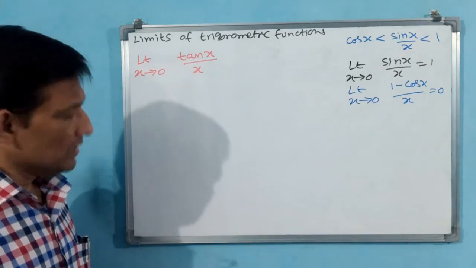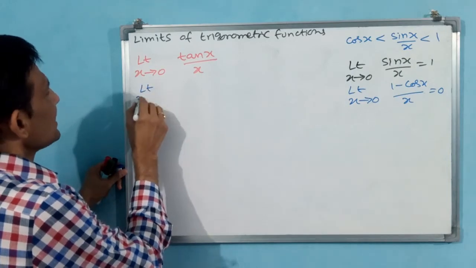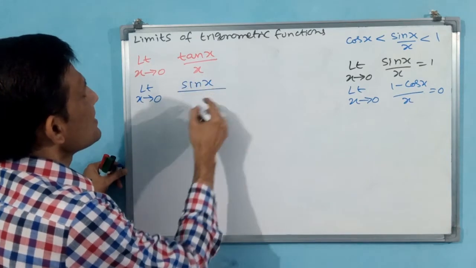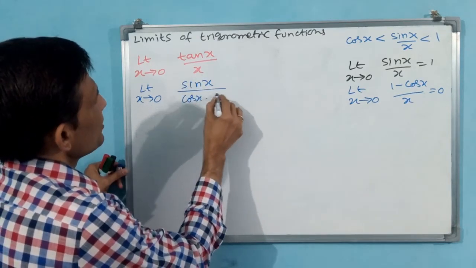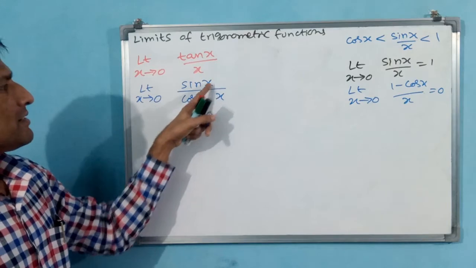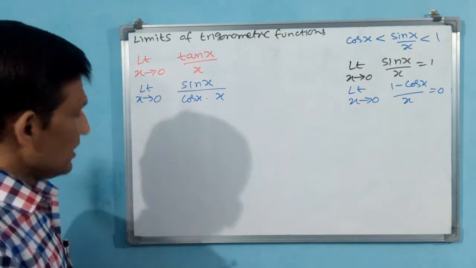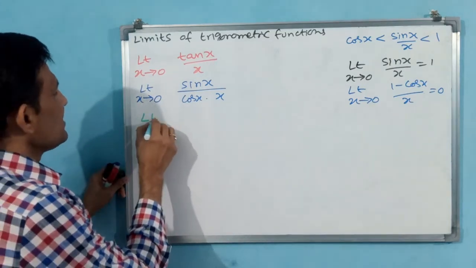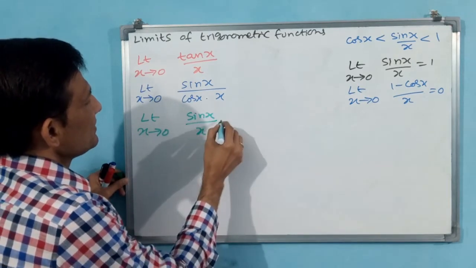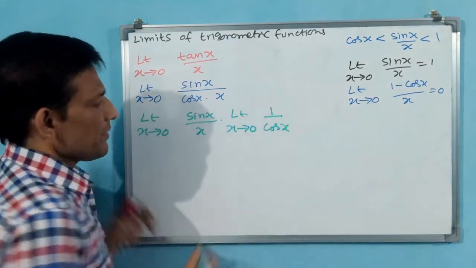Okay, how to make it, you see. Observe carefully what I am writing. Limit x tends to 0, tan x, shall I write sin x by cos x? x is already there. Okay, I will write cos x into x. Is it okay? You see carefully. Tan x I have written as sin x by cos x, but the denominator x is like that only. Now you see how I am converting this. Limit x tends to 0, sin x by x into limit x tends to 0, 1 by cos x. Is it okay?